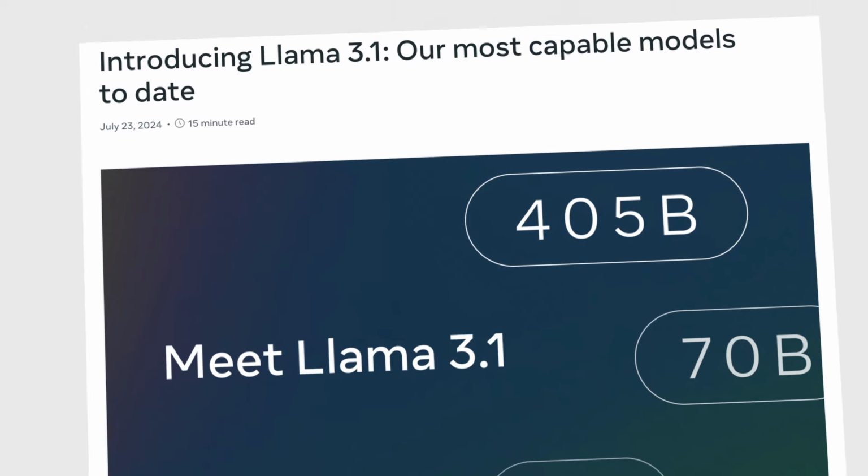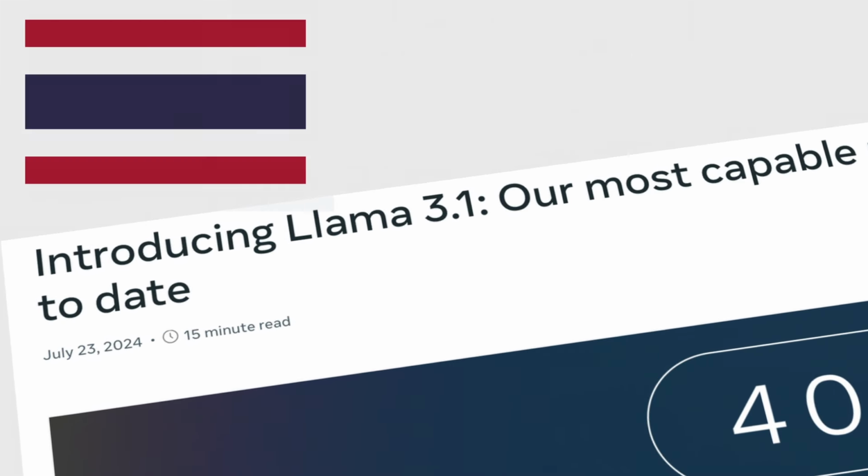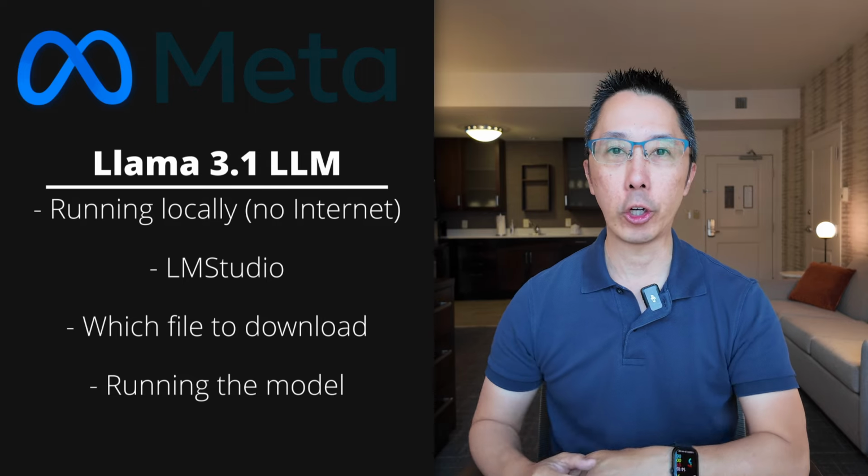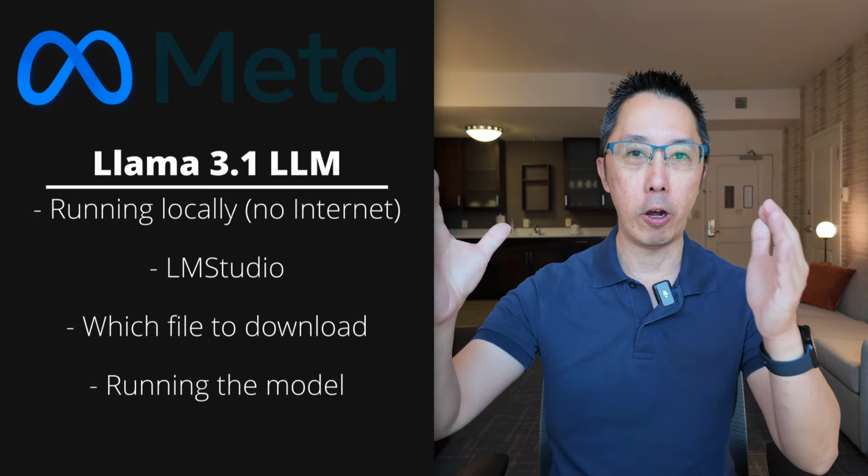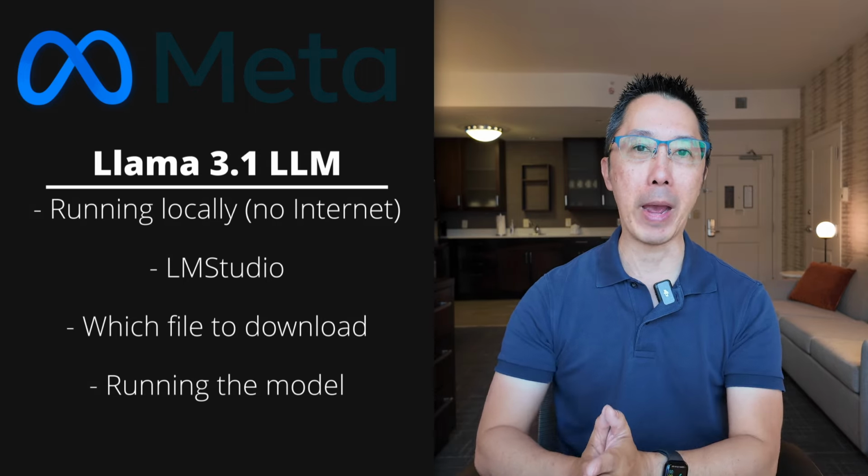My name's Humphrey. We're going to cover today the new Llama 3.1 AI specifically for Thai language students. Here we're going to show you the model itself. We're also going to show you how to run the model on your own computer. We're using a Mac M3 with 48 gigs of RAM, but you don't need anything that powerful.